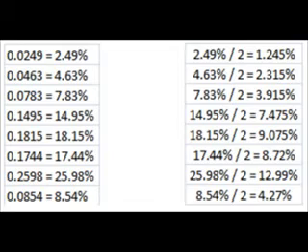The second bar's height would be 4.63% divided by 2 equals 2.315%. So take a minute with your calculator and solve all of those area formulas for the rest of the rectangular bars on our histogram, and check your answers against what we have here.